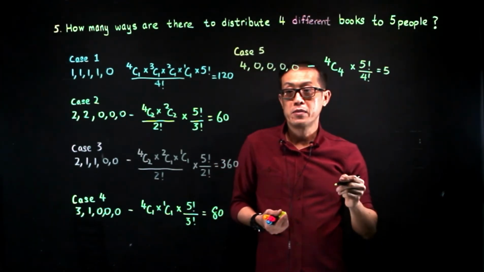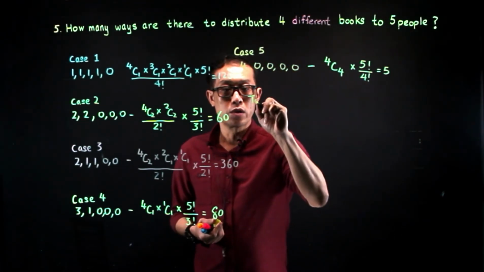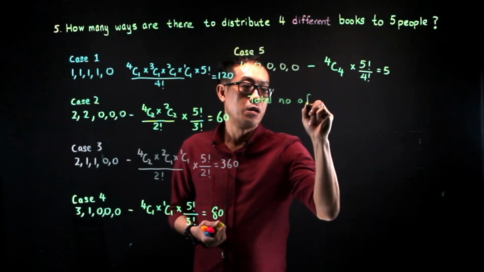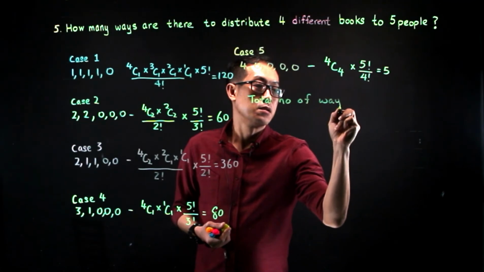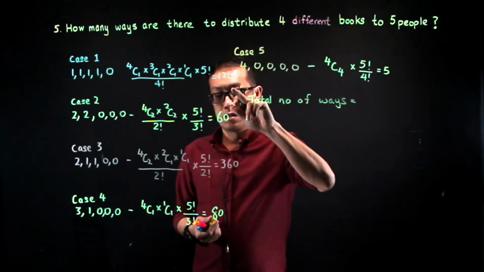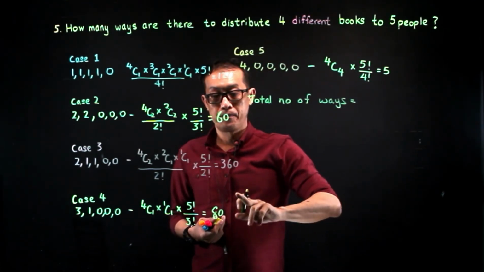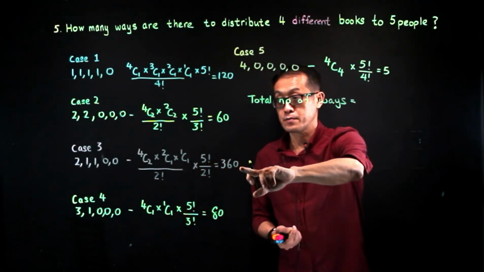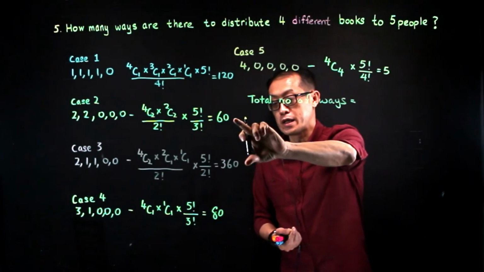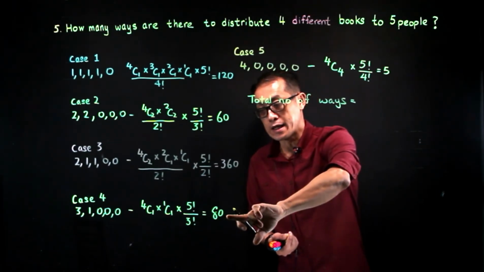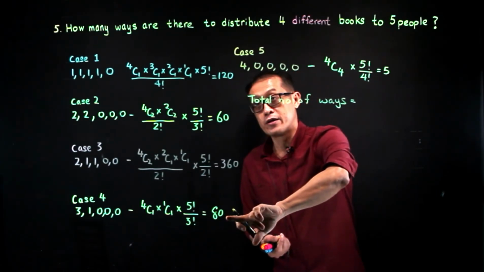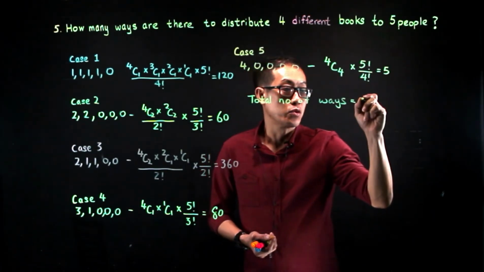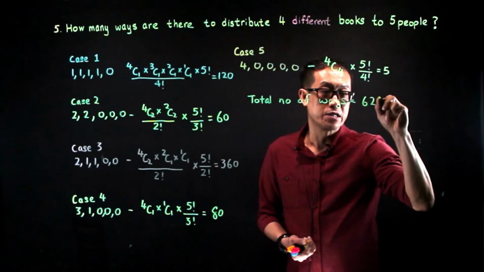So what is the total number of ways? So total number of ways will be, you add all this up. Now this and this, 420. 420 plus 80 is 500. 500 plus 120 is 620 plus 5. So total is 625 ways.